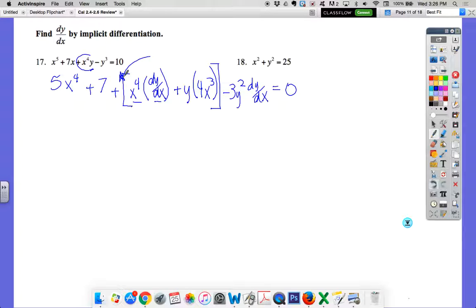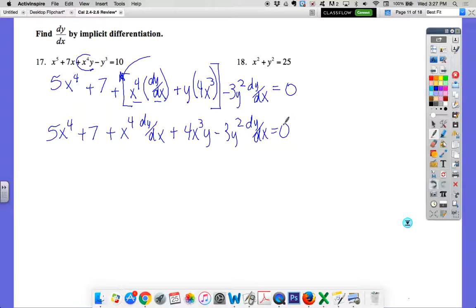Now, right here at the beginning of my product is a plus sign. So I'm really not distributing anything, but it's a good habit to bracket that off, because if you happen to have a number or you're leading off with a negative sign, you will need to distribute. So not a bad habit to have it grouped off. But this time, thankfully, not necessary. So you have 5x to the fourth plus 7 plus x to the fourth dy over dx plus 4x cubed y minus 3y squared dy over dx equals 0. Didn't accomplish a whole lot, but cleaned up just a little bit.